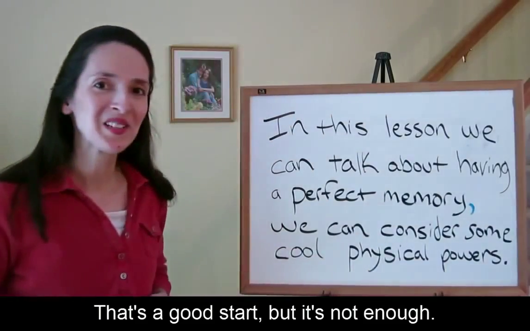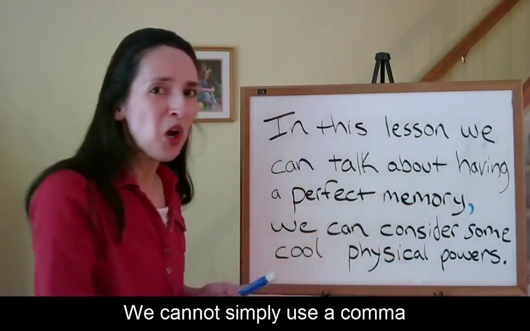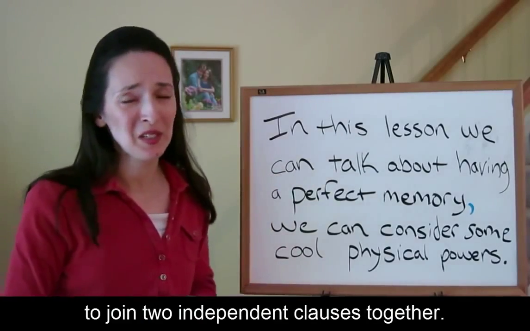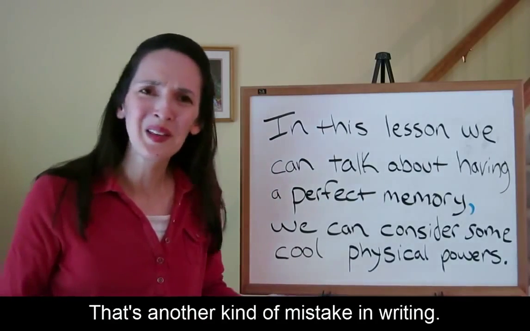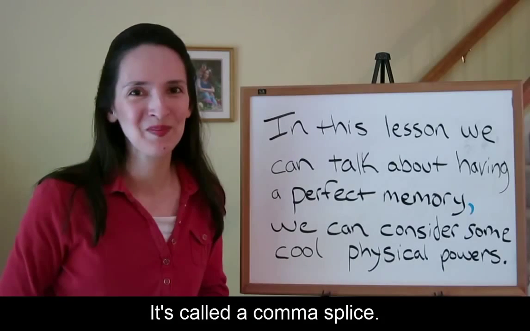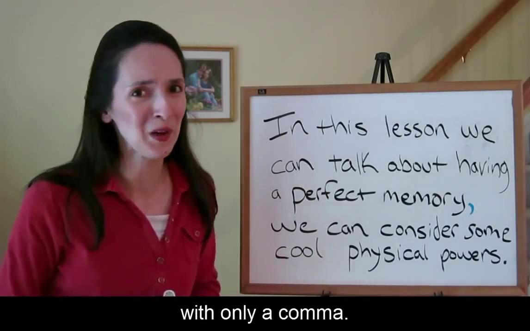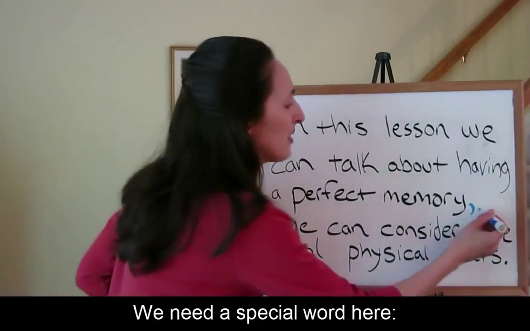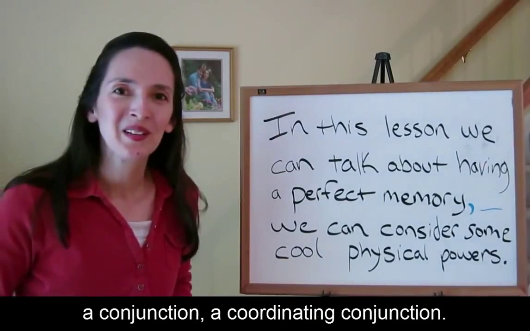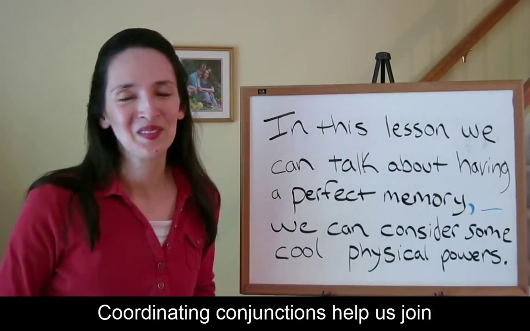That's a good start, but it's not enough. We cannot simply use a comma to join two independent clauses together. That's another kind of mistake in writing. It's called a comma splice. We can't join two independent clauses together with only a comma. We need a special word here, a conjunction, a coordinating conjunction.